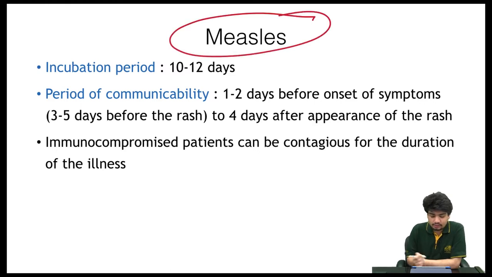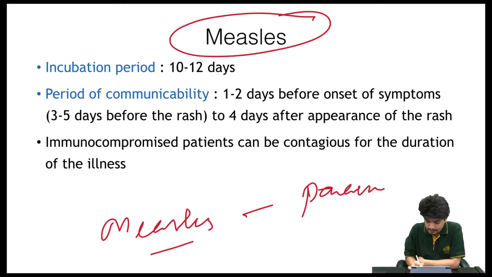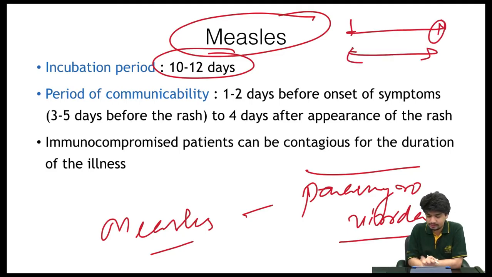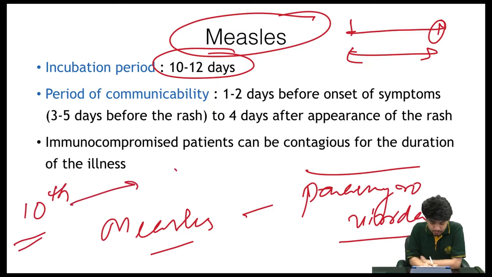So measles as a disease is caused by the measles virus. It belongs to the family Paramyxoviridae, and it has an incubation period of 10 to 12 days. So you get exposed to measles on, let's say, day 1. On the 10th day, you'll have the first symptoms of measles. The first symptom is usually a febrile illness. All these viral infections causing rash are associated with a febrile illness. So the fever might start on the 10th day, and the rash typically appears 4 days after the appearance of the fever.